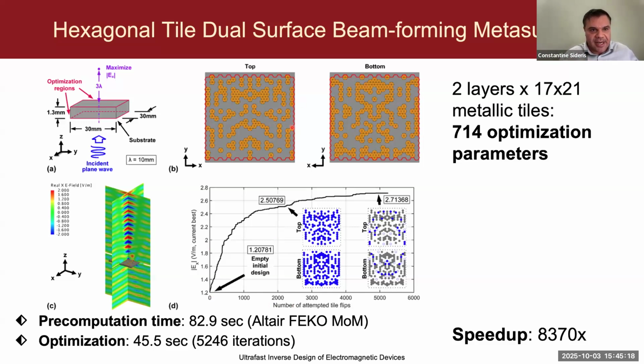To show that we're not limited to a single layer, here we have a substrate where the dimensions are shown here. We optimize both the top and the bottom sides of the substrate concurrently to create a metasurface beamformer. A plane wave comes in, and basically creates a narrow pencil beam on the output. The precomputation took less than a minute and a half. The optimization time, once we had that precomputation, took less than a minute, just 45 seconds. Compared to using that same MoM solver to re-optimize the design rather than use the PNGF method, this was more than 8,000 times faster.